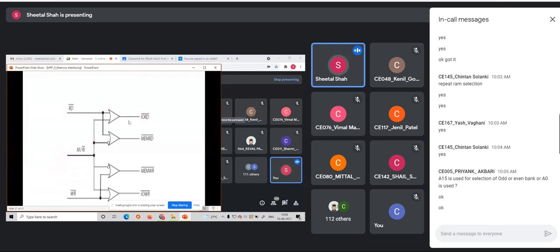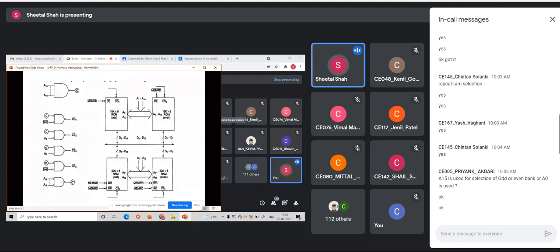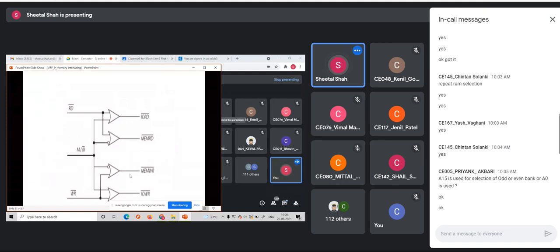So to generate this IO read bar or memory read bar, as we have seen here, we are having memory read bar, memory write bar, etc. To generate such signals, we can use these gates to generate memory read bar, memory write bar, IO read bar, as well as IO write bar.